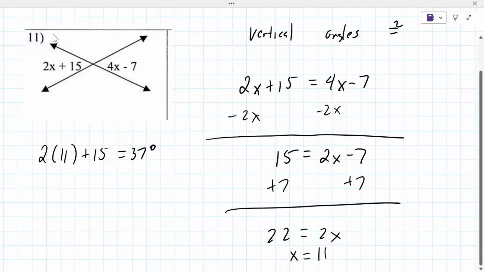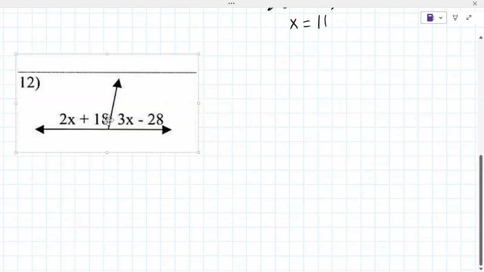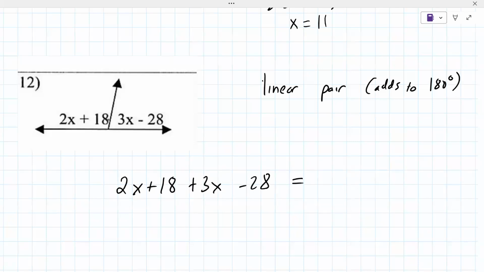Okay, good job. All right, so the next type of problem you might see is where the angles form what's called a linear pair. There's two types of problems. They're either congruent or they add up to something. This is a linear pair. What do they add up to? 180. So this is the one where when you write the equation, you have the x's on the same side. So this is the time when you add them together because they're on the same side of the equation. Does that make sense? Yeah.